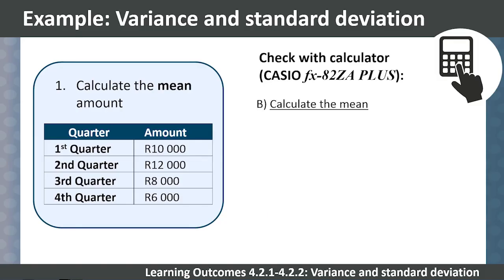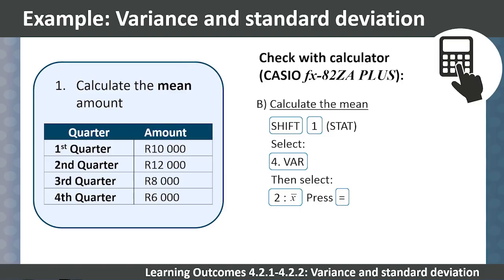Now that we have entered our data, we can calculate the mean. We press Shift 1 while still in our Stats mode to get our Stats menu. We select option 4, VAR, followed by option 2 for the mean, followed by the equals key. This gives us 9,000 Rand, which is the same as we had calculated, so we know we are correct.